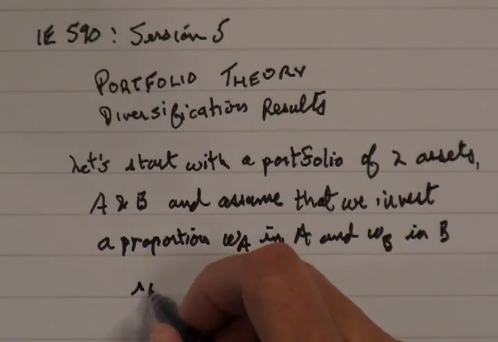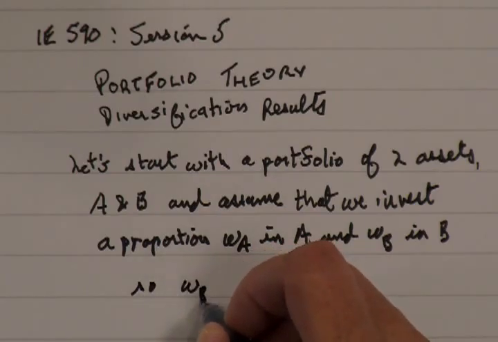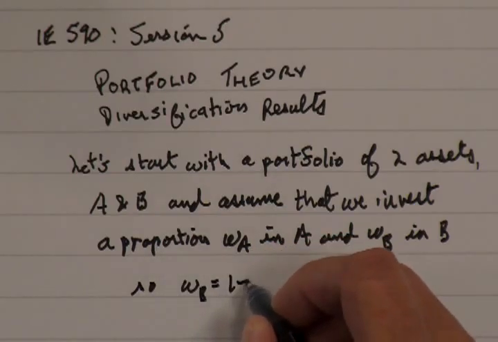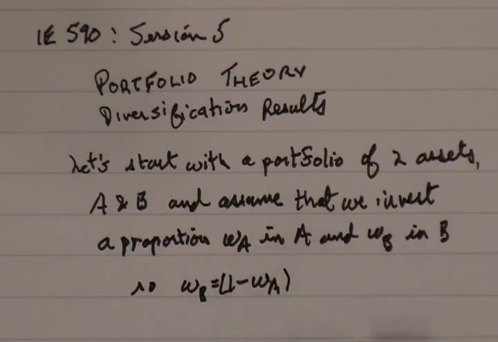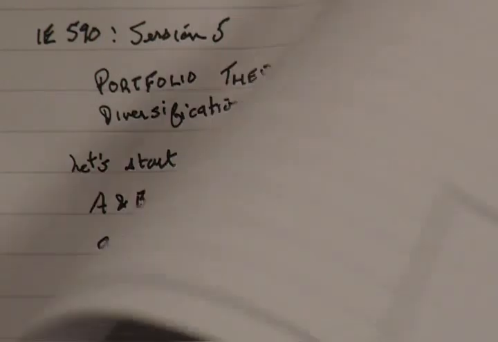So WB equals 1 minus WA, because we're going to use our whole budget. Otherwise, we're just getting zero money on part of our budget. Although some people keep cash in their budgets. Here, we're not going to allow that.